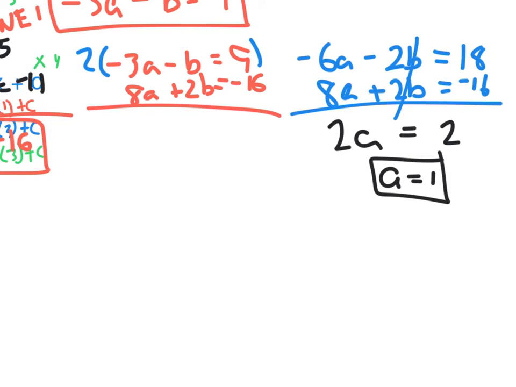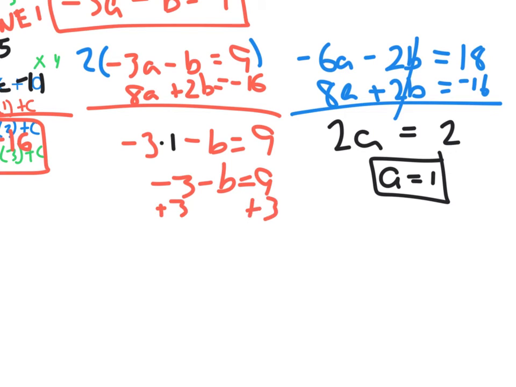So that is one answer. I need to get the other answer by plugging it back in. I want to plug it back in to the top 2 by 2, or the top equation of the 2 by 2. So that's going to be negative 3 times a, which is times 1, minus b equals 9. So you're going to have negative 3 minus b equals 9, which means that you add 3, you'll have negative b equals 11. So b equals negative 11.